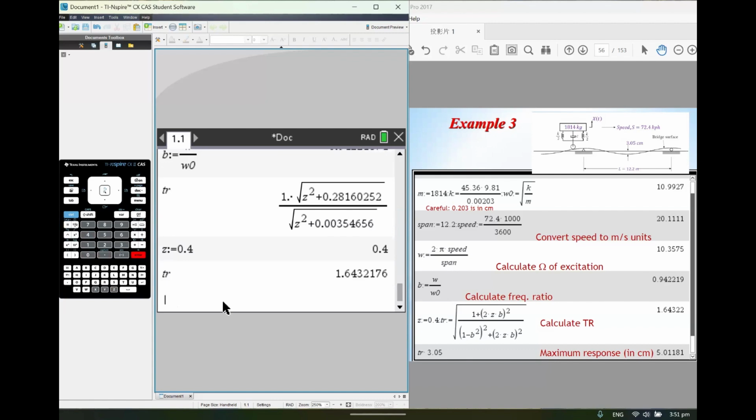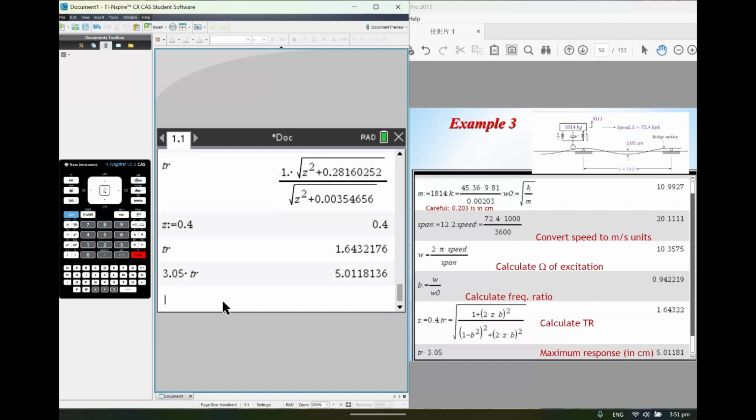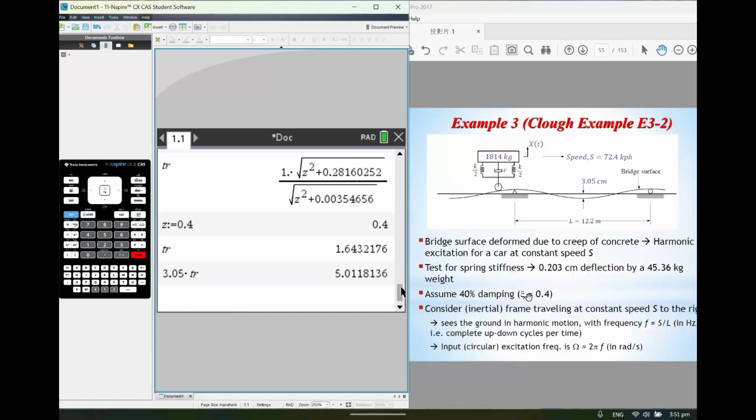So in order to know the maximum deflection of the mass, we just multiply TR by the ground deflection amplitude, which is 3.05 cm. So the answer will be in centimeters. So it's about 5 cm, which is the maximum response. And that answers the question. Okay.